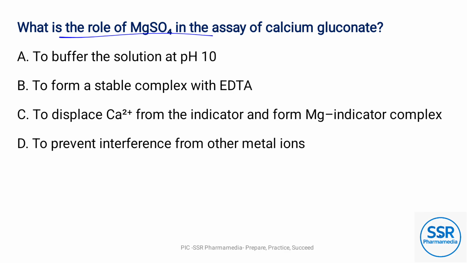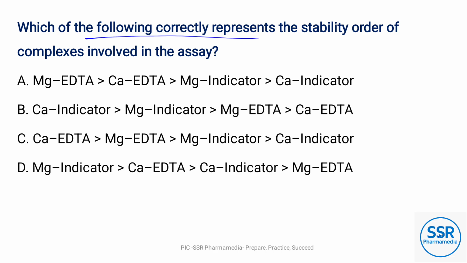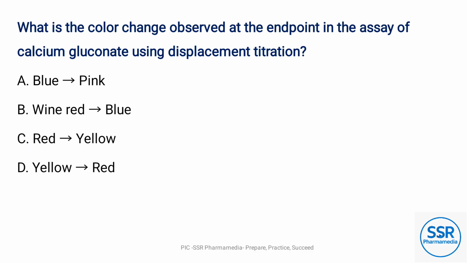What is the role of magnesium sulfate in the assay of calcium gluconate? So option C, to displace calcium from the indicator and form the magnesium indicator complex. Which of the following correctly represents the stability order of complexes involved in the assay? So option C is the correct answer. What is the color change observed at the end point in the assay of calcium gluconate using displacement titration? Option B, wine red to blue color.